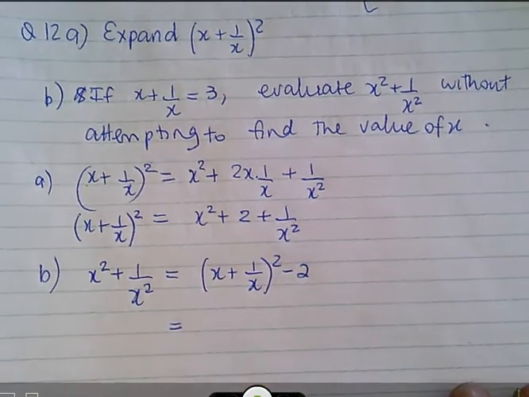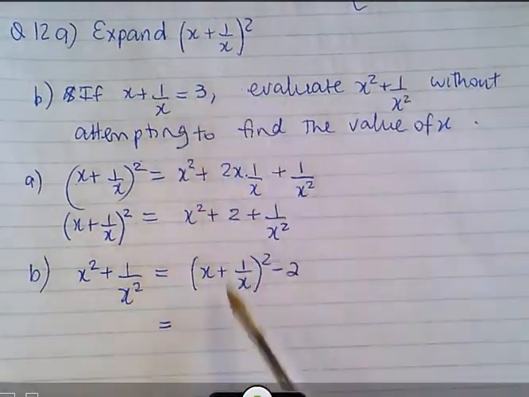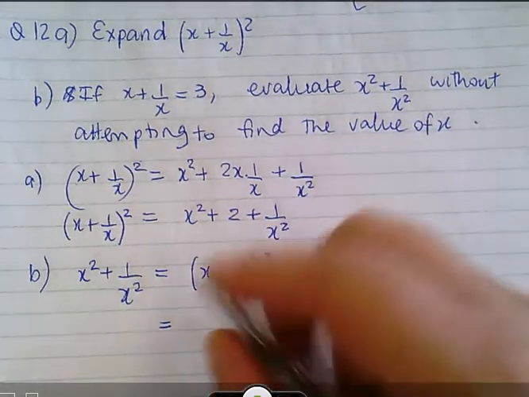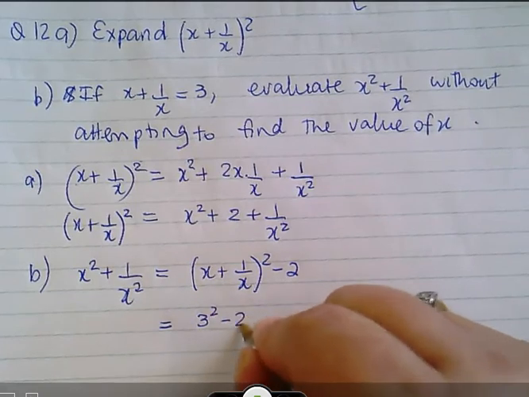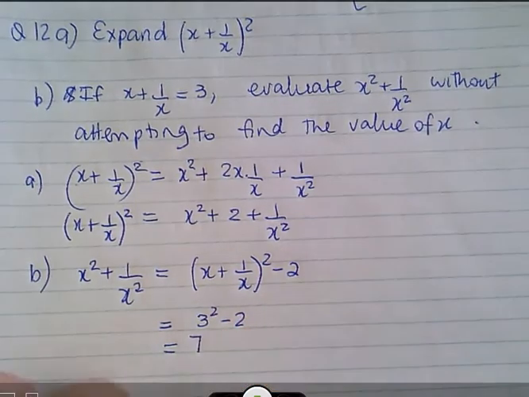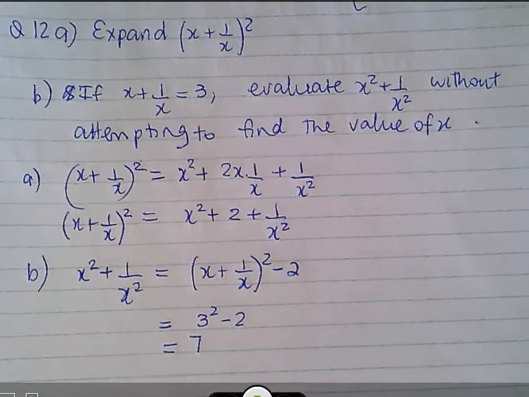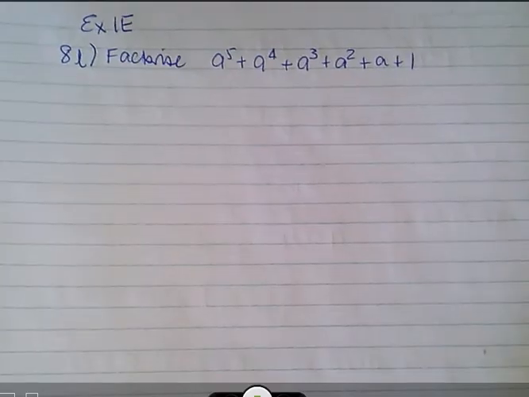Now, it says if x plus 1 on x equals 3. So this value equals 3. So what do I do here? So that's 3 squared minus 2, which is 9 minus 2, which is 7. So x squared plus 1 on x squared equals 7. 1e, cubic identities, factorize this.